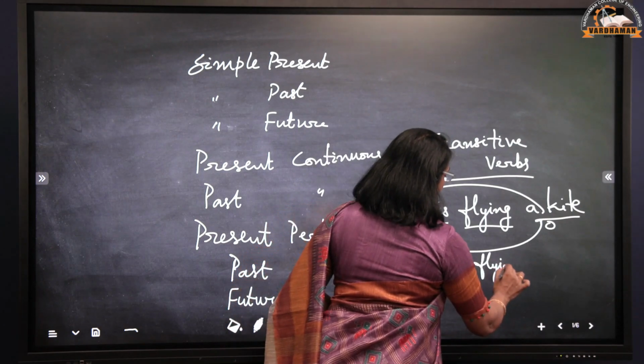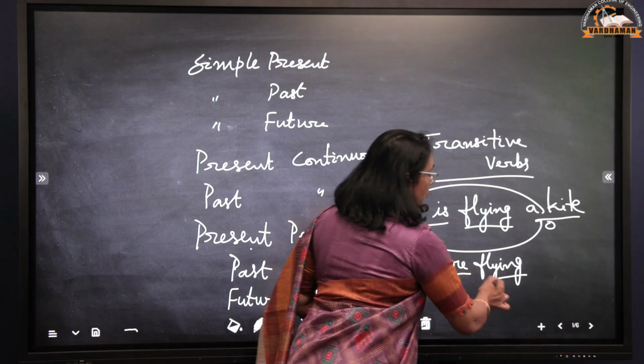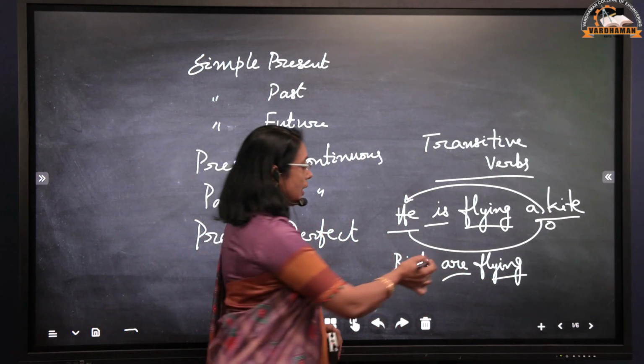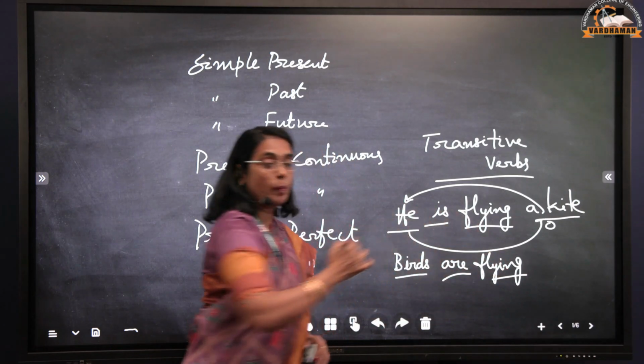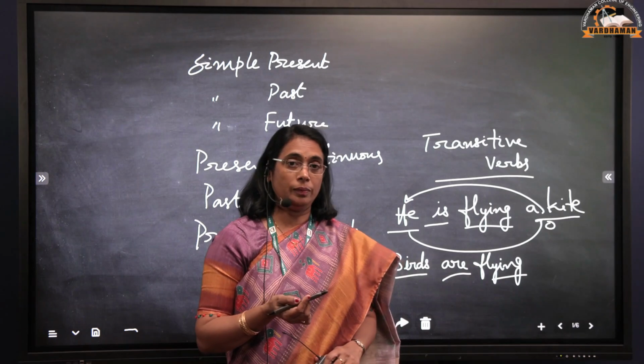Whereas you have a sentence here, birds are flying. Birds are flying. We have a subject here, helping verb, main verb, but we don't have an object. So this is called intransitive verb. So this type of sentences cannot be converted into passive voice because it contains only intransitive verb, right?